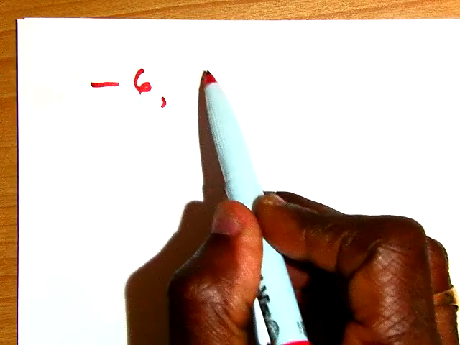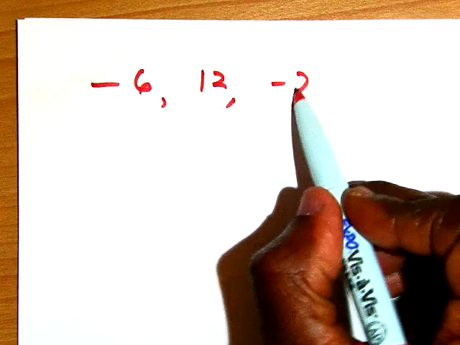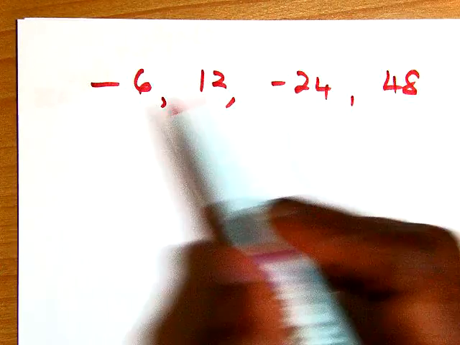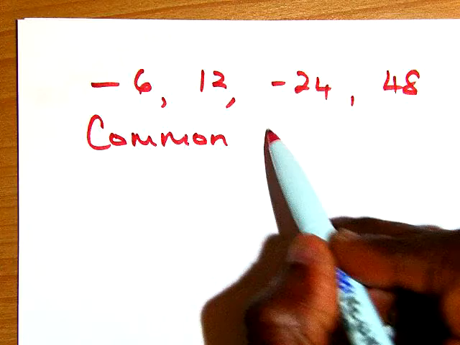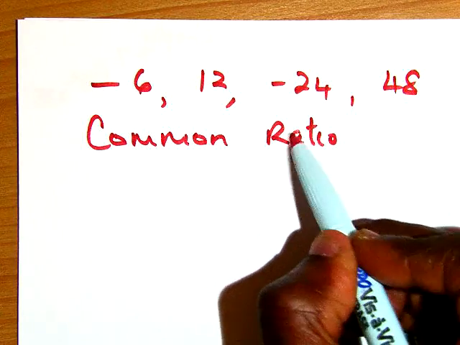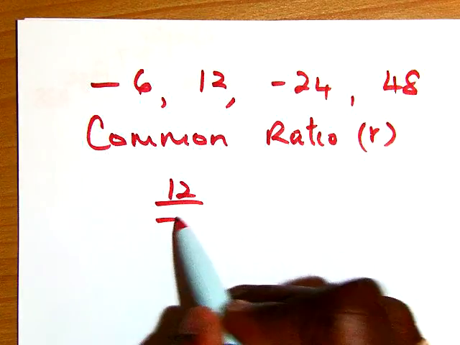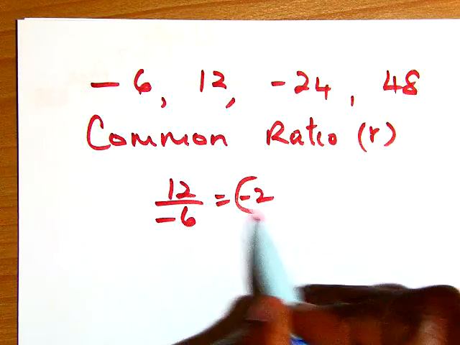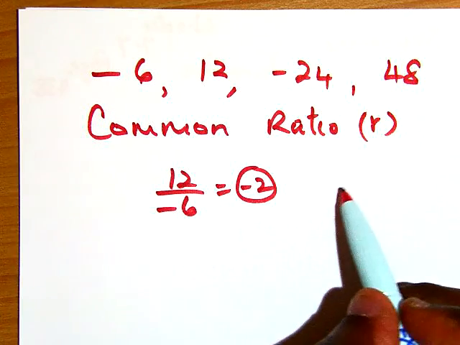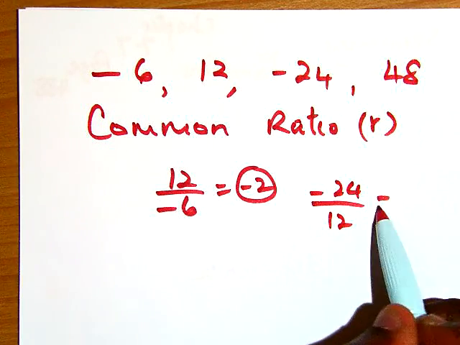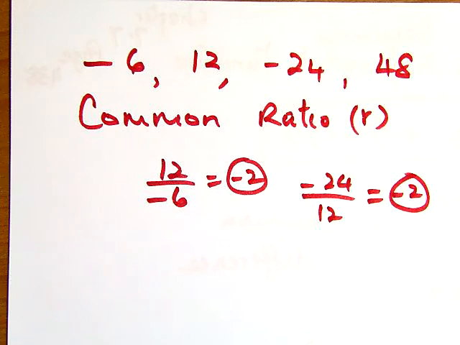Let's look at another example. If I give you the sequence, let's say -6, 12, -24, 48. What is my common ratio, r? Take any term and divide by the previous term. So if I take 12 divided by -6, that's equal to -2. So I'm multiplying by -2. If I take -24 and divide by 12, that's equal to -2. So I'm multiplying each time by -2 to get the next term.